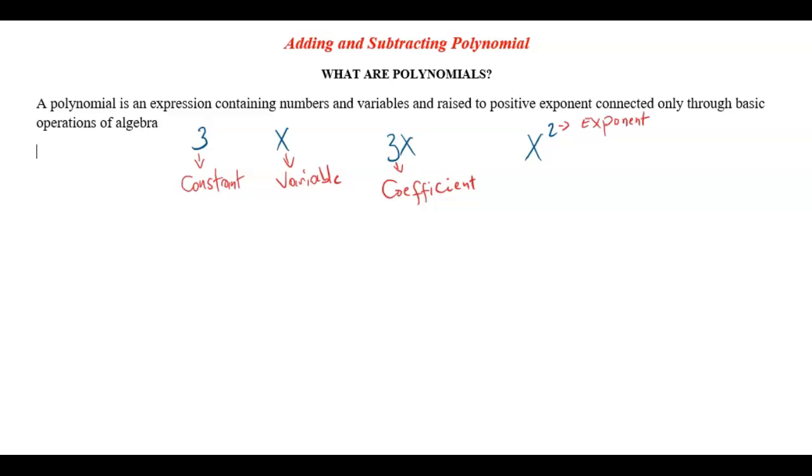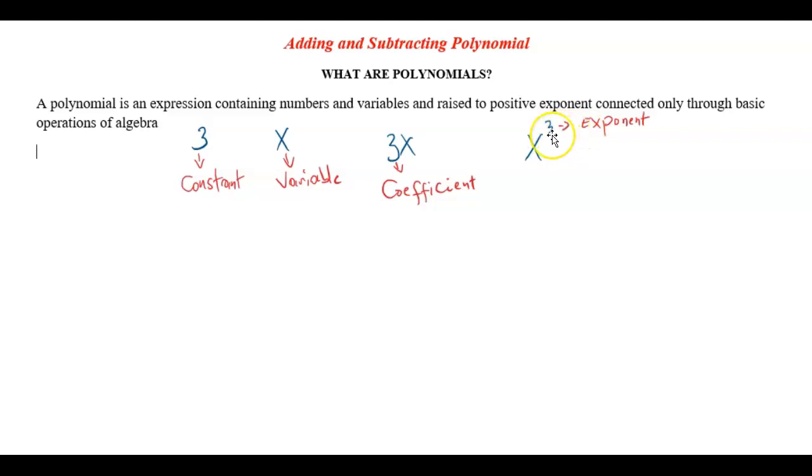To make it more interesting, let me change this to 3. Now, you see, in this case, in the first example here, 3 is a constant. Now, x is the variable. If I put 3 in front of x, now 3 is the coefficient. 3 is the coefficient of x. And if I put 3 above x, right here, that means 3 is the exponent.